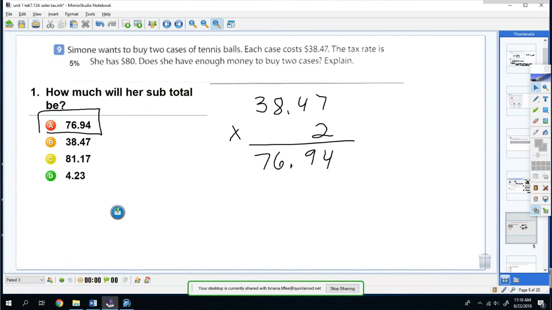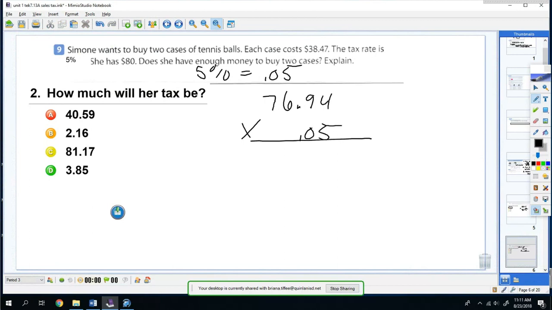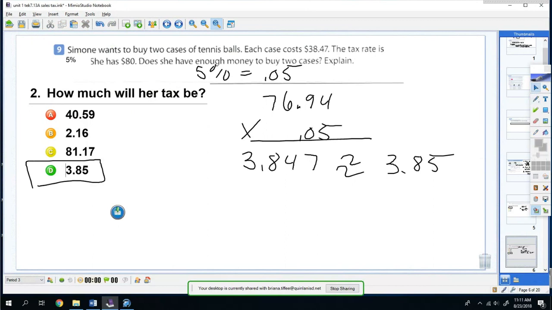The next thing you want to do is find how much tax you're going to have. So you still have your subtotal, $76.94, and then you're going to find your tax. Your tax is 5%, so that equals 0.05 as a decimal. You're going to multiply this by 0.05. When you multiply it, you get 3.847, which rounds up to $3.85. So your tax will be D, $3.85.